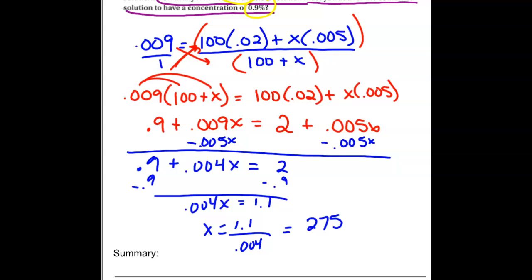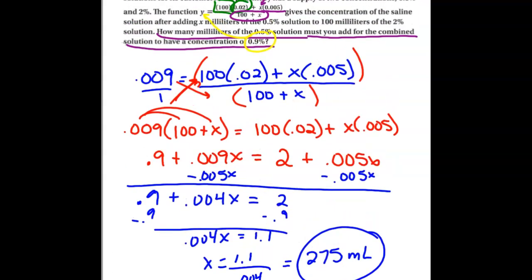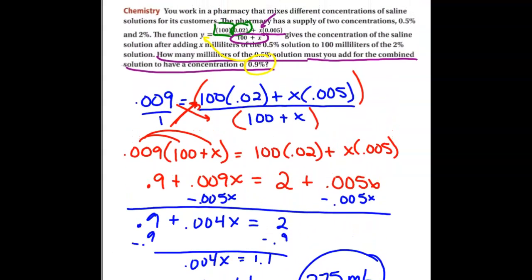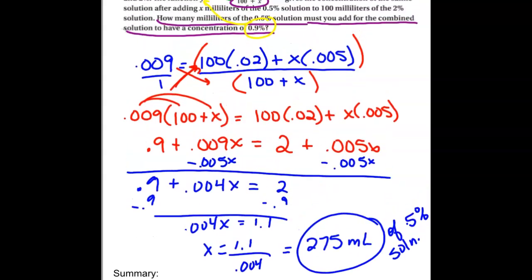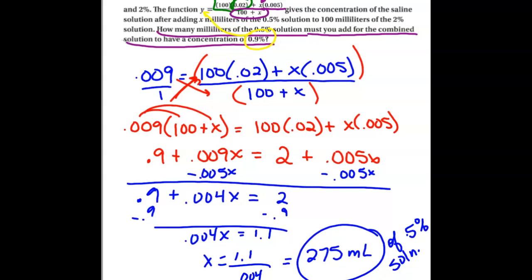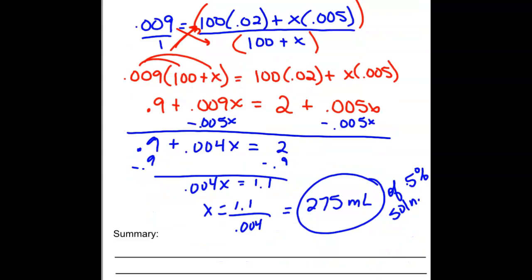So this is saying that I need to add 275 milliliters of that 0.5% solution. Okay? And that's going to dilute it down from 2% down to 0.9%. All right? Let me know if you have any questions.